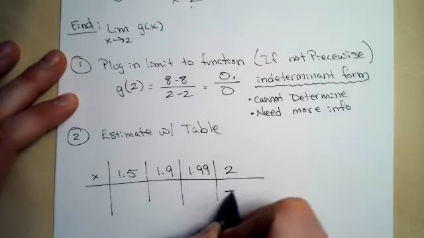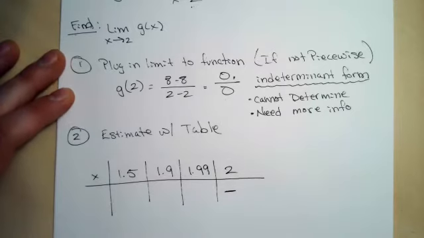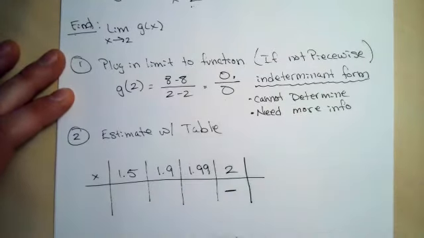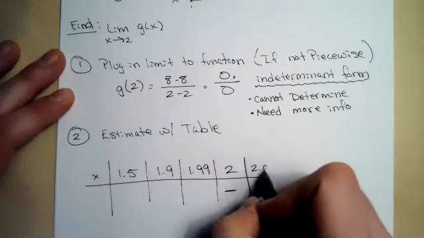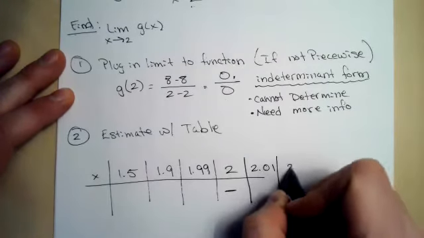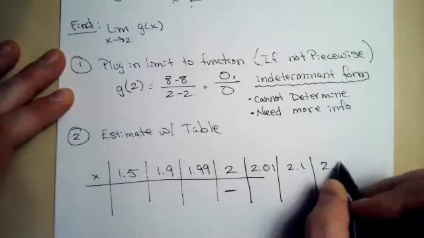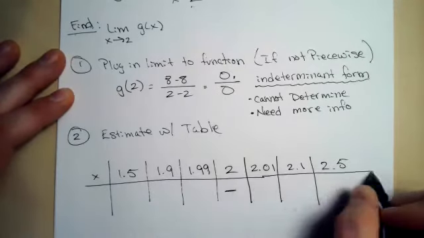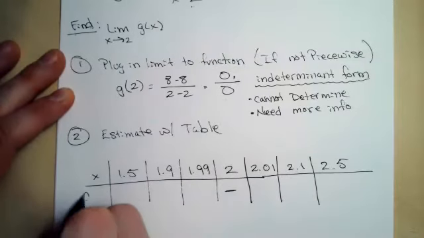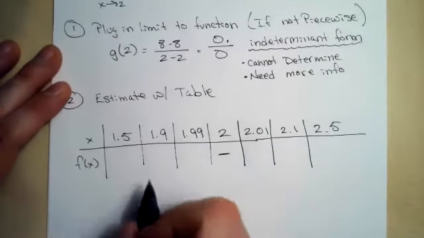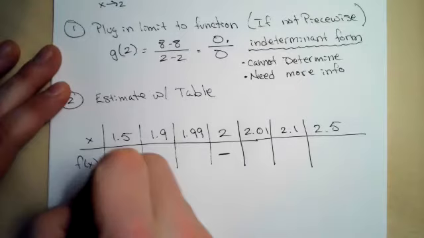At 2, we cannot compute. It's indeterminate, so we'll leave that one blank. And then we want to pick values slightly above 2 that are approaching 2 to compute. So I went ahead and computed those. So let's just see the numbers and see what happens.